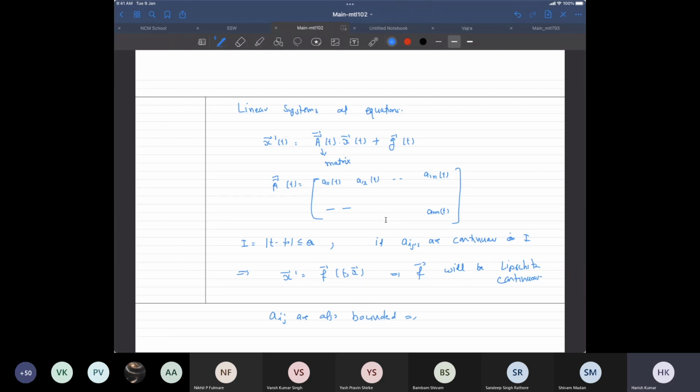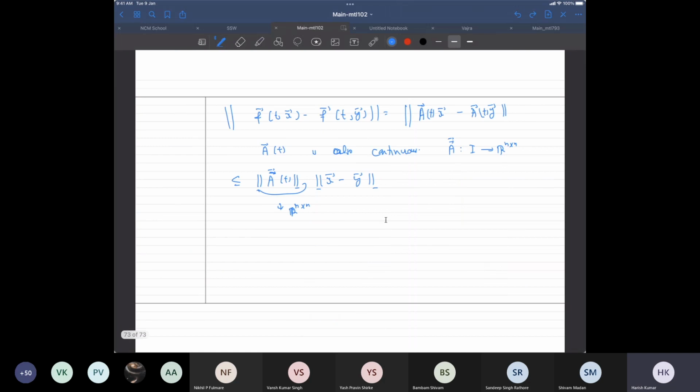So this implies that I can take, I can, so let's write it properly. Here I can write L. I'm trying to avoid that matrix now, but okay. I can write L here, where L is the maximum of Mij. Mij is basically the maximum of Aij(t) over I.